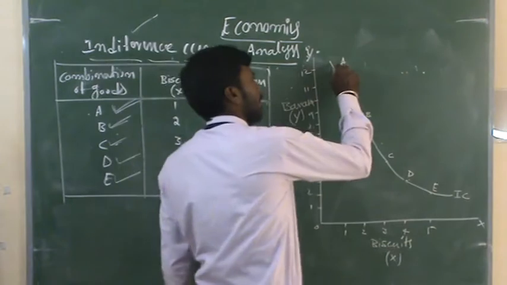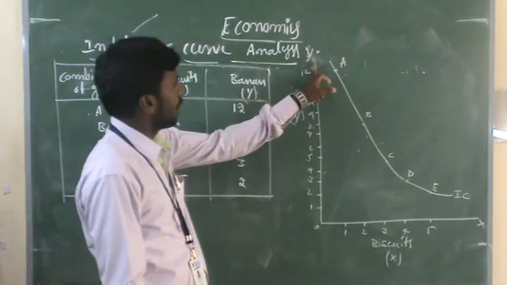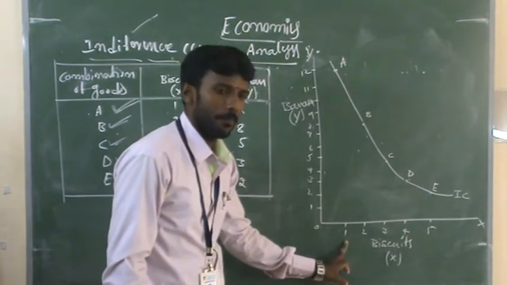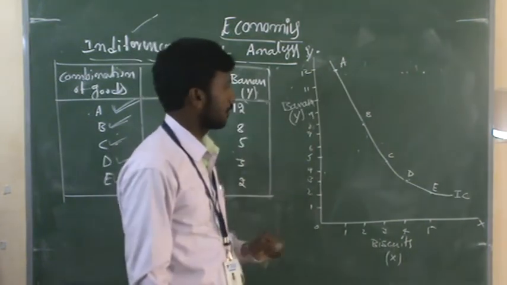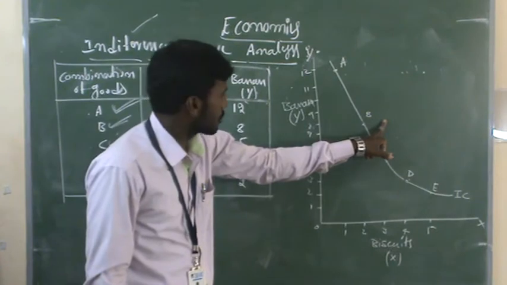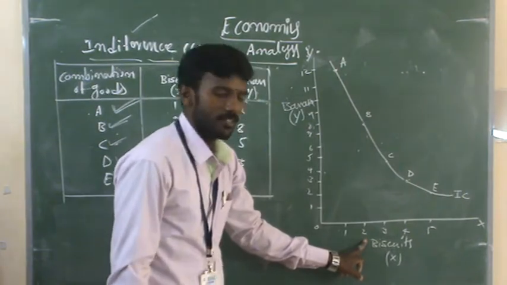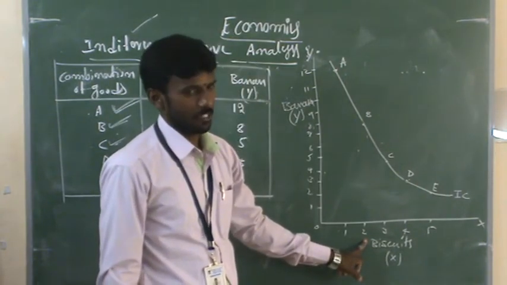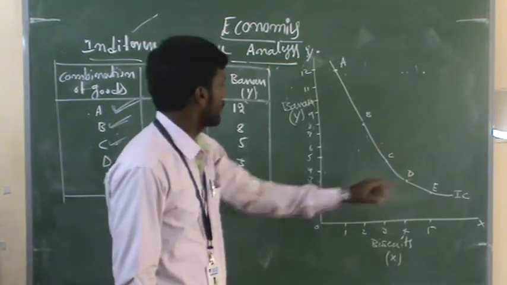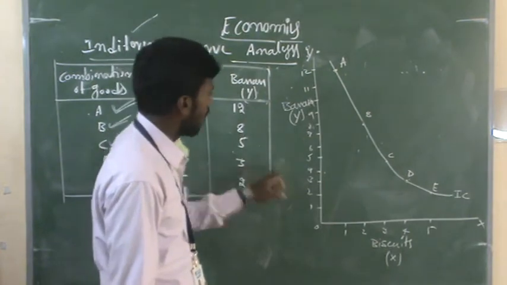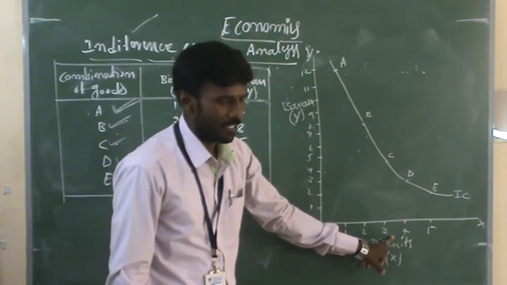See, simply, combination A clearly shows that with 12 units of banana and 1 unit of biscuit, the consumer can get an equal level of satisfaction. The B combination clearly shows that with 8 units of banana and 2 units of biscuits, the consumer can get an equal level of satisfaction. The C combination shows that with 5 units of banana and 3 units of biscuits, the consumer can get an equal level of satisfaction.